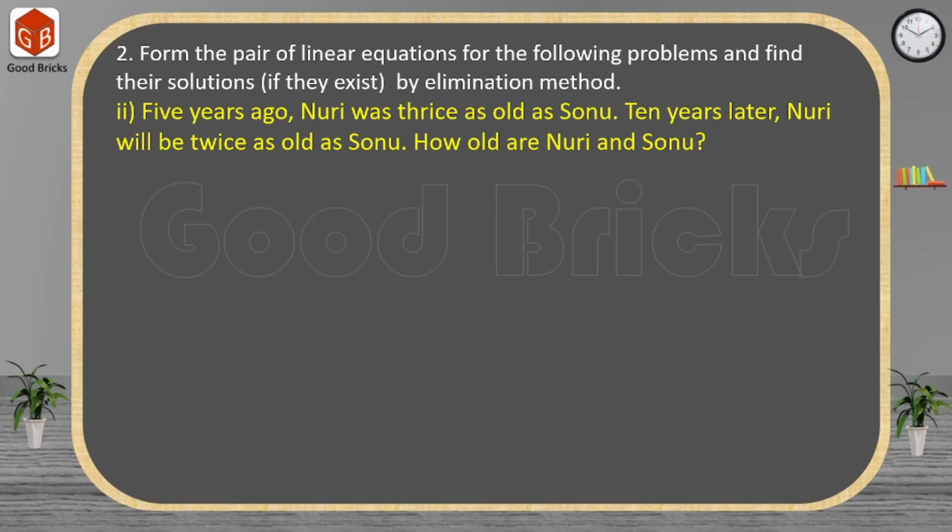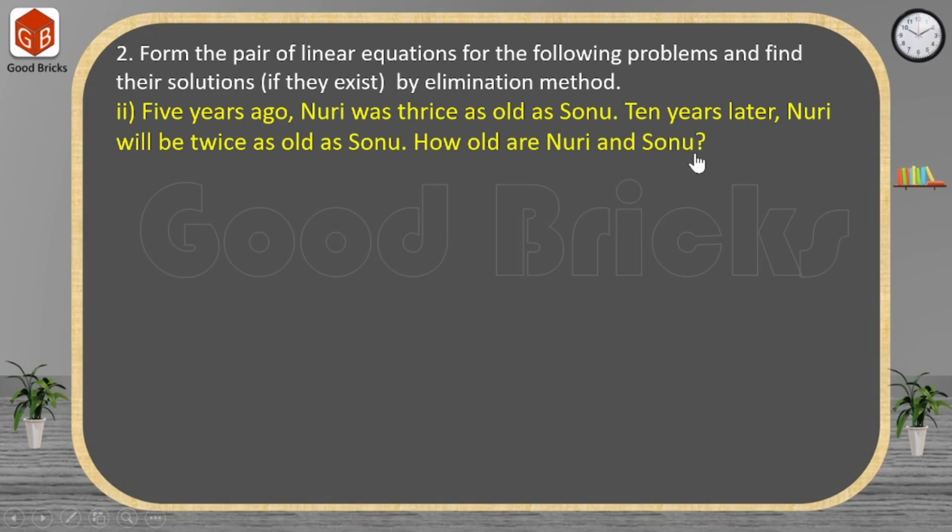Now let us solve the second bit of second problem. In this problem, they said that 5 years ago, Nouri was thrice as old as Sonu. 10 years later, Nouri will be twice as old as Sonu. How old are Nouri and Sonu?